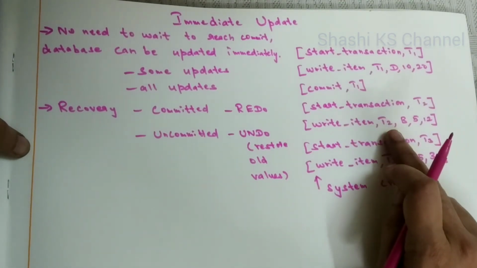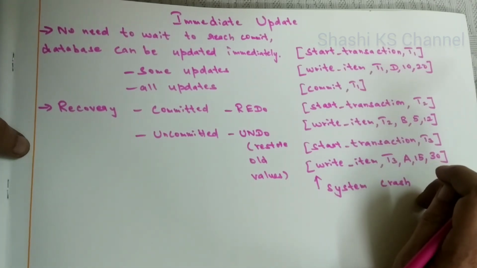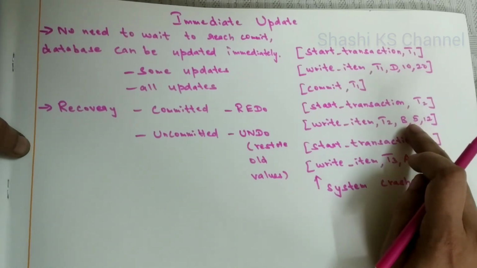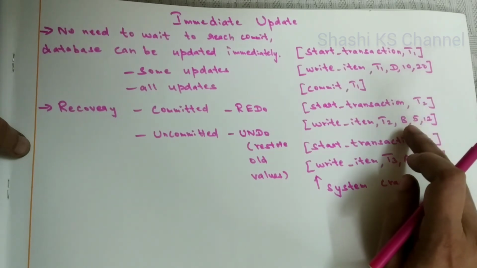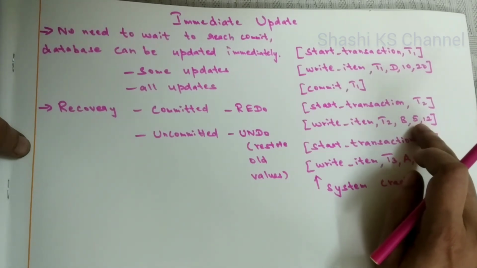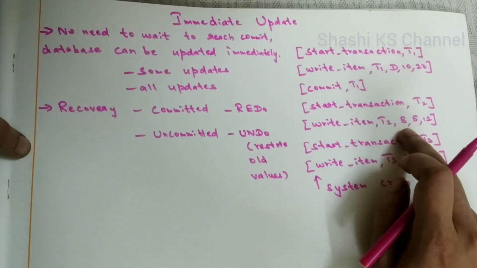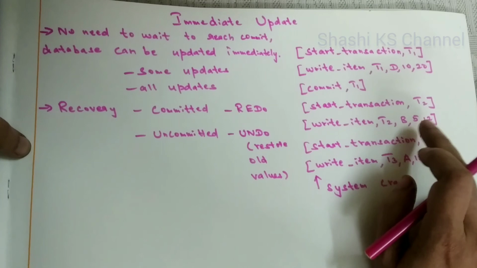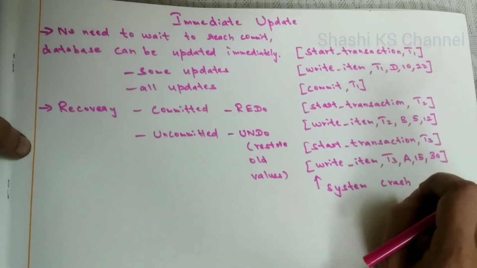What about transaction T2? Transaction T2 has not reached its commit point before the system crash. But transaction T2 would have modified the value of data item B to 12. I have to restore the value of data item B to its old value, which is 5. So an undo operation has to be done for transaction T2, and the old value of data item B, which is 5, will be restored in the database on the disk.